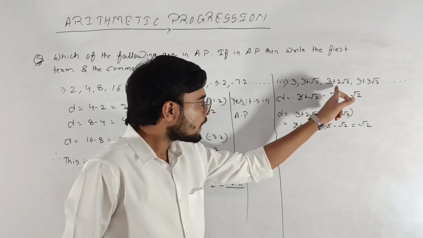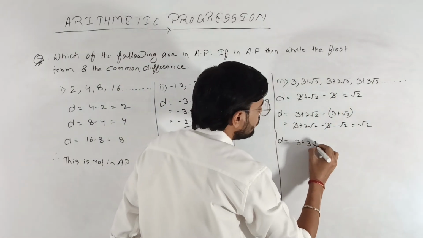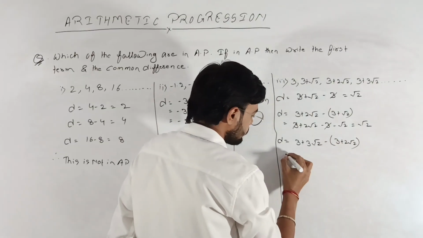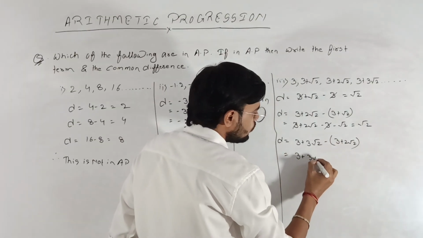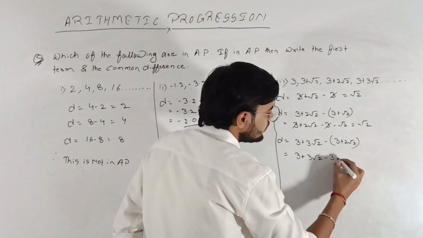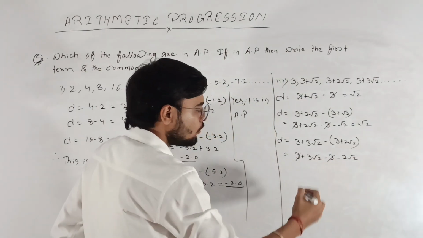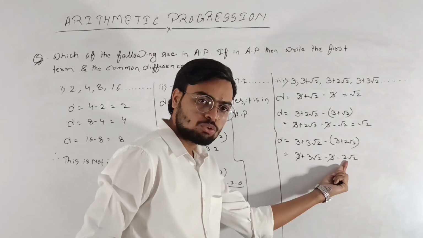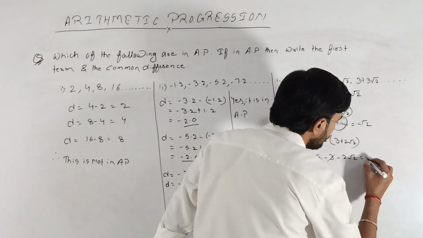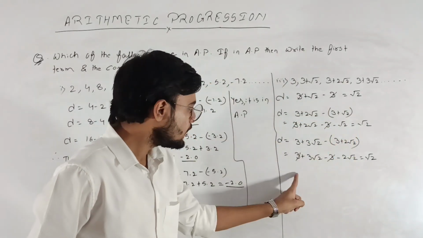Now again d is what? 3 plus 3 root 2 minus 3 plus 2 root 2. Again we have to check. Now 3 plus 3 root 2, again this minus changes the sign of 3 and 2 root 2, so plus 3 becomes minus 3 and plus 2 root 2 becomes minus 2 root 2. Now again plus 3 minus 3 cancels out, this is plus 3 root 2 and this is minus 2 root 2, so 3 root 2 minus 2 root 2 is equal to root 2. Now look, in this case again d is root 2, d is root 2, d is root 2.